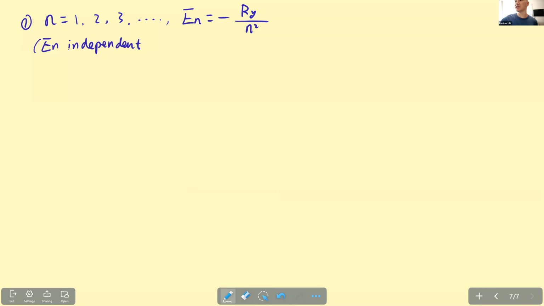So energy is independent of L. This is special to the minus 1 over R potential. Okay, it's not true for a general potential.